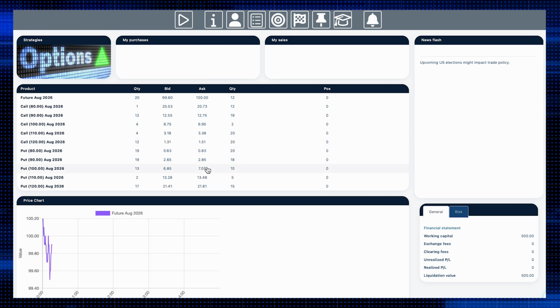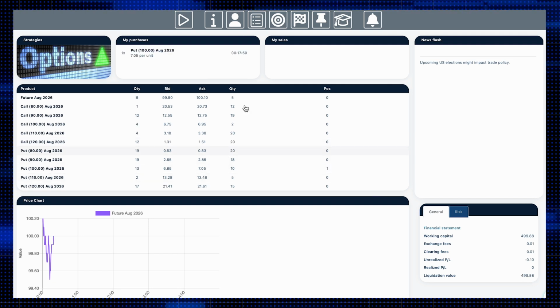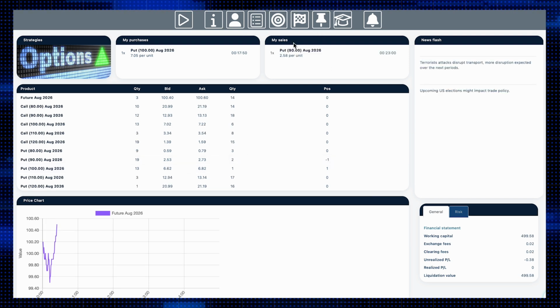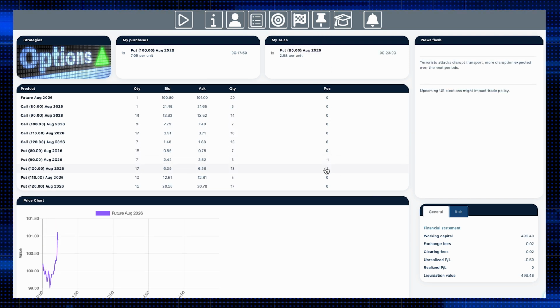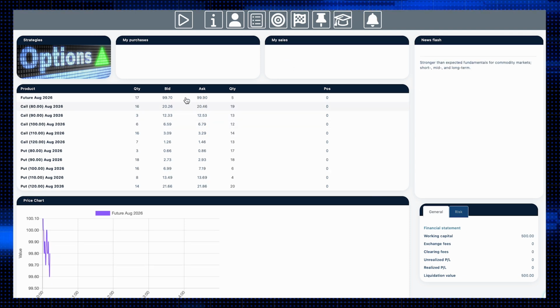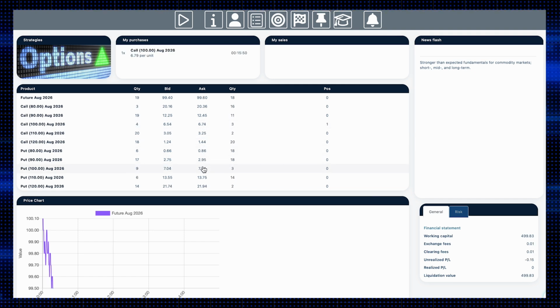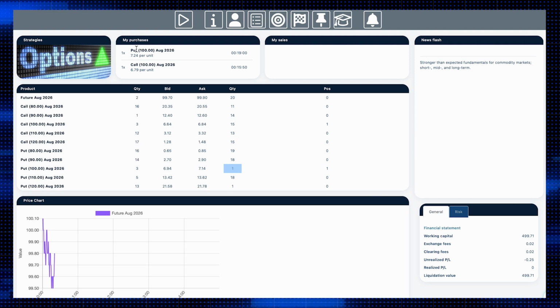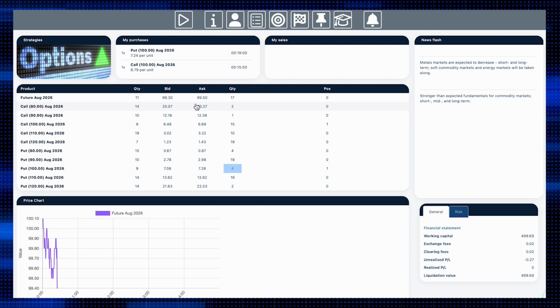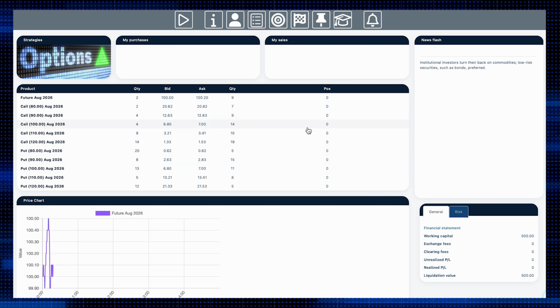A so-called long put spread. A so-called at-the-money straddle. A so-called strangle.